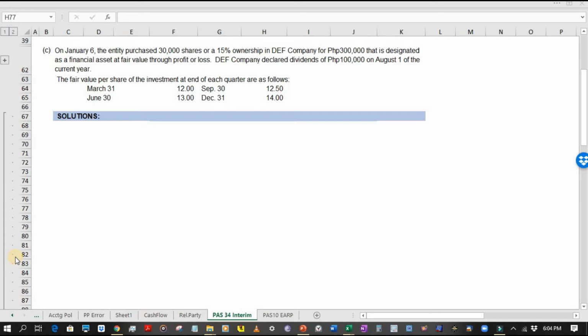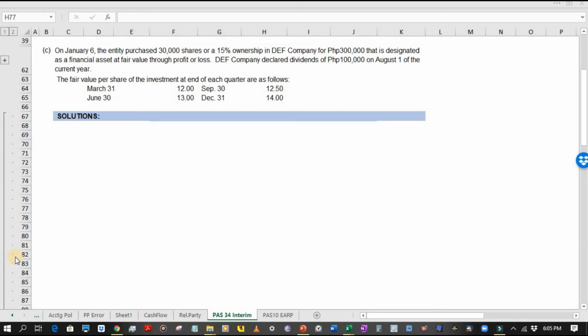So here, we have two types of revenue that can be recognized. First is the possible unrealized gain from the fluctuation of the fair value of the shares. Of course, the unrealized gain will only be recognized if there is an increase in the fair value.